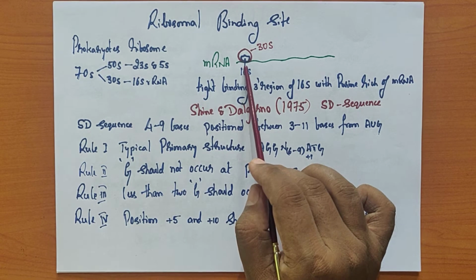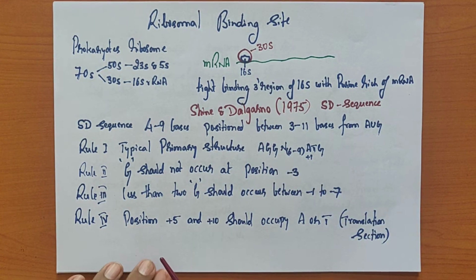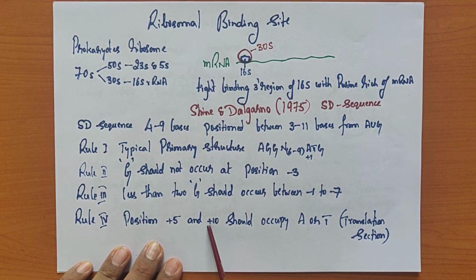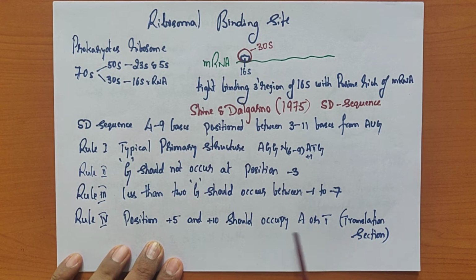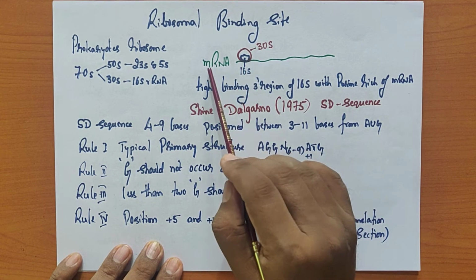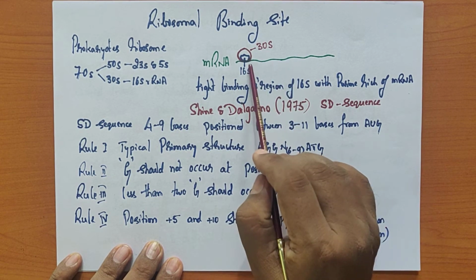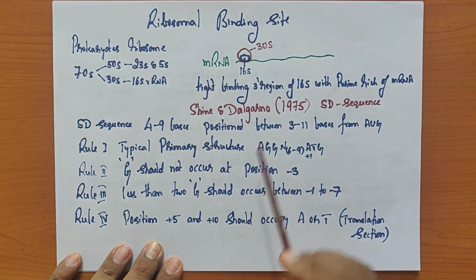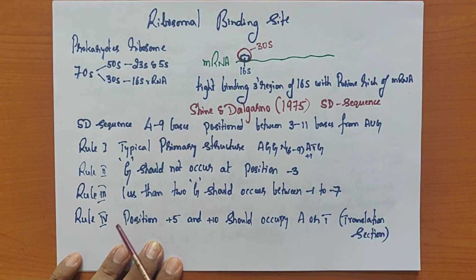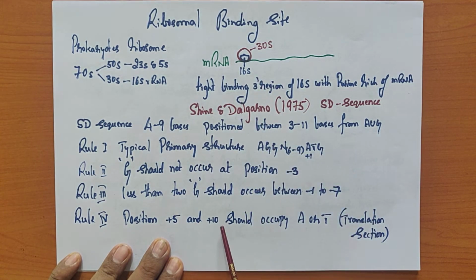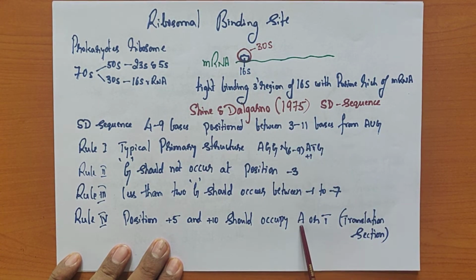Now the most interesting one is rule number 4, which says that position +5 and position +10 should be occupied by either A or T. Normally we expect most regulatory elements to be in the upstream region, not downstream or in the translational unit. Even in the translation region we don't expect a regulatory element, because position +5 is in the translation region, and at +10 we make sure that we have A or T.